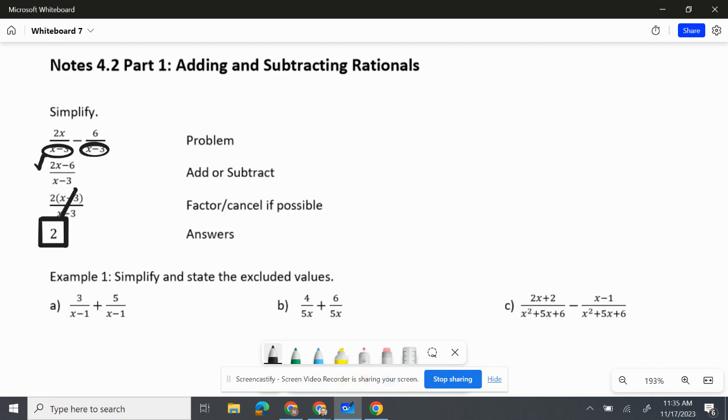and we're going to get the answer of 2. Now, we're going to also be looking at excluded values, and if you remember, excluded values is what gives us 0 in the denominator. So in this case, x cannot equal 3.